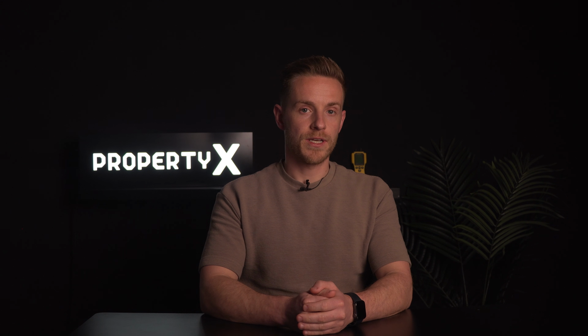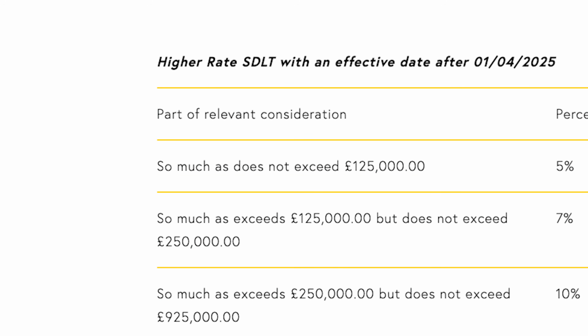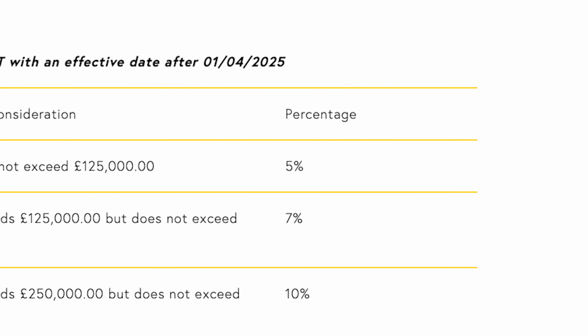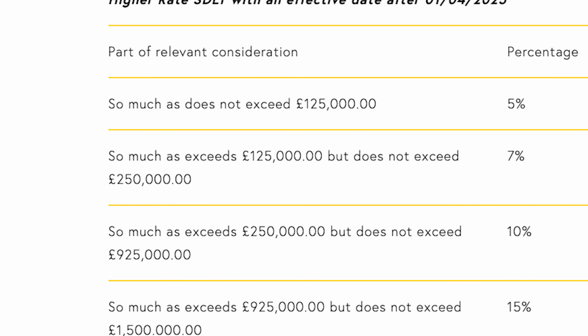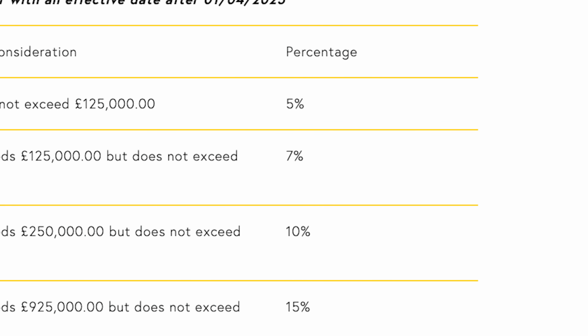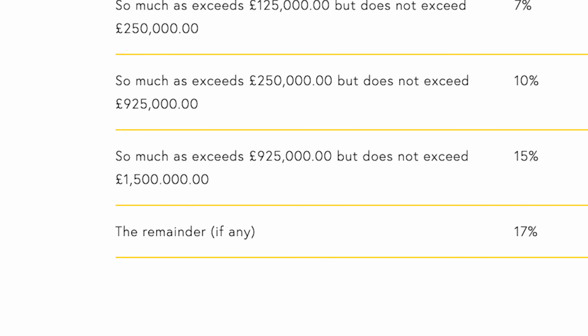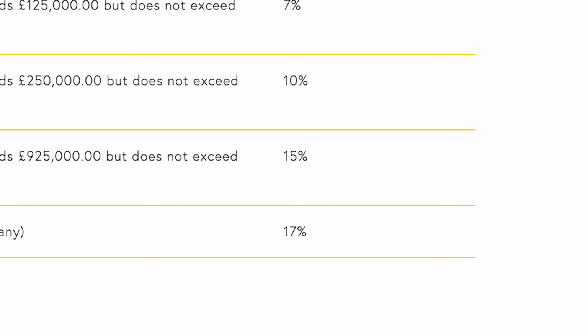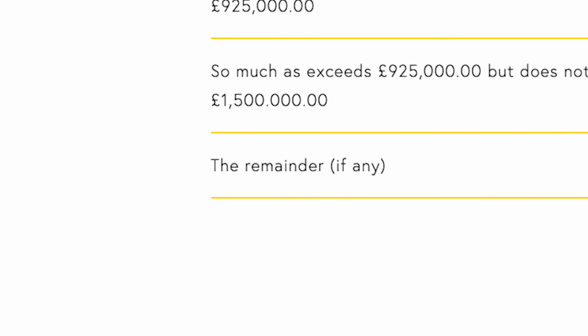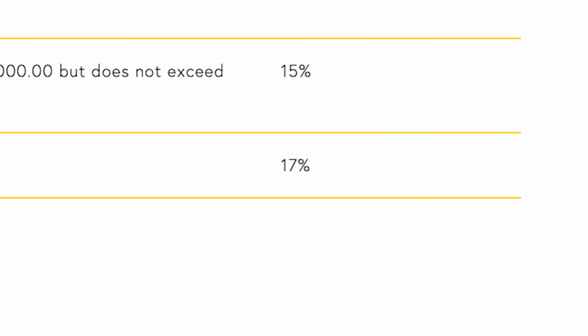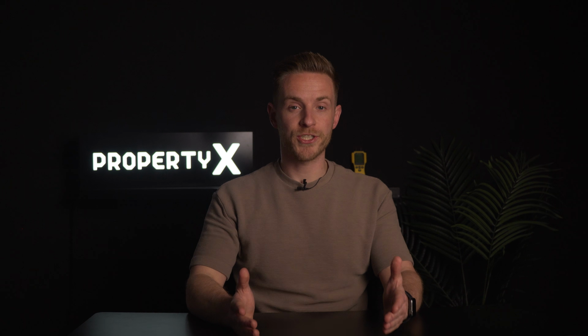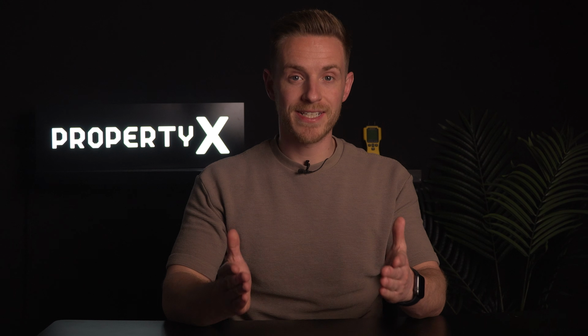And the new changes look like this. Up to £125,000, 5% in stamp duty. From £125,000 and £1 to £250,000, 7% stamp duty. From £250,000 then to £925,000, 10% in stamp duty. And then from £925,000 to 1.5 million, 15%, that's a whopping amount of money, and then over 1.5 million, 17%. That's almost a fifth of the purchase price you're then paying in stamp duty, which is ludicrous.